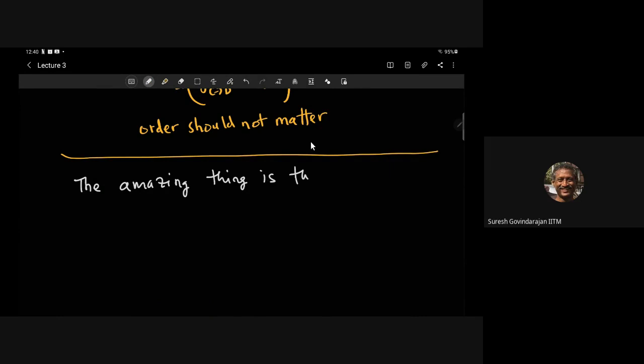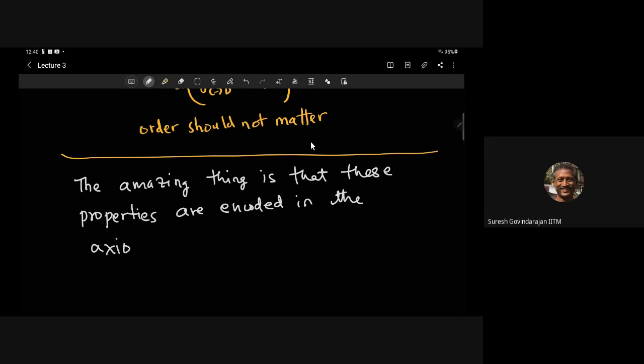Okay. So the amazing thing is that these properties are encoded in the axioms of a group in mathematics.